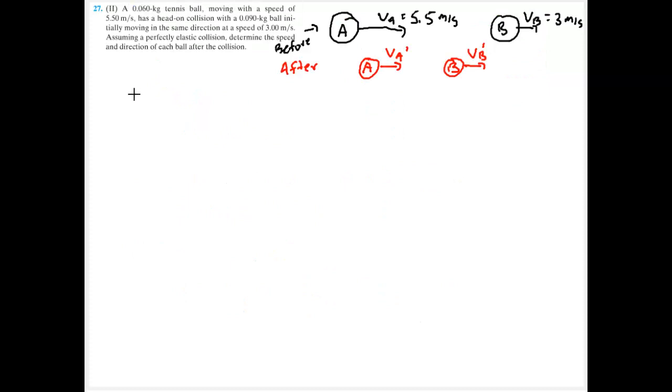Okay, problem number 27 is an example of an elastic collision. Remember, with an elastic collision, energy is going to be conserved and momentum is going to be conserved. And it turns out that we need this. This is going to give us two separate equations. The reason why we need two equations is because we're going to have two unknowns. We're going to have the velocity of A afterwards and the velocity of B afterwards. The only way to solve for two unknowns is to have two equations.